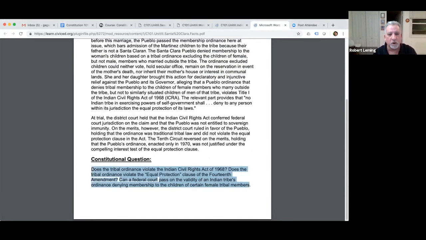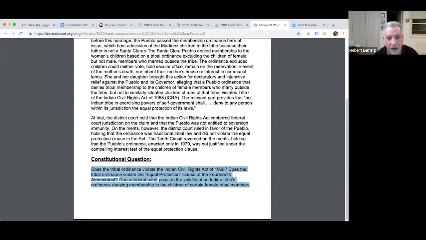Does the tribal ordinance violate the Indian Civil Rights Act of 68, especially that clause we just talked about? Does the tribal ordinance violate the Equal Protection Clause of the 14th Amendment? And can a federal court pass on the validity of an Indian tribe's ordinance denying membership to the children of certain female tribes? Meaning, are Indian nations sovereign nations that can make up their own laws? Or do those laws have to be in line with the Constitution and Bill of Rights, similar to a state?